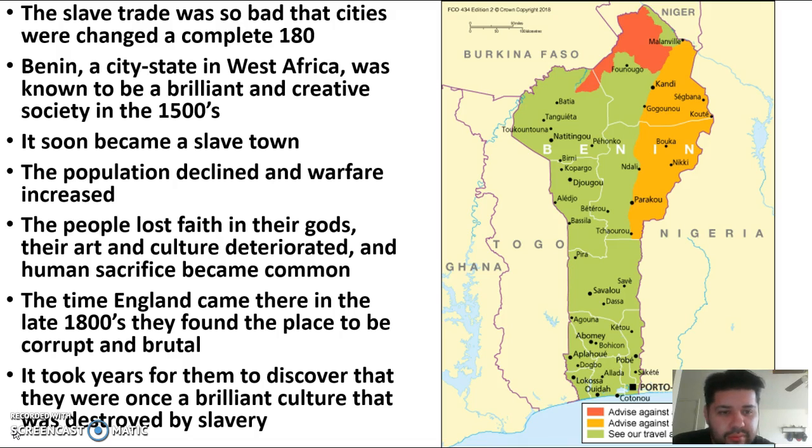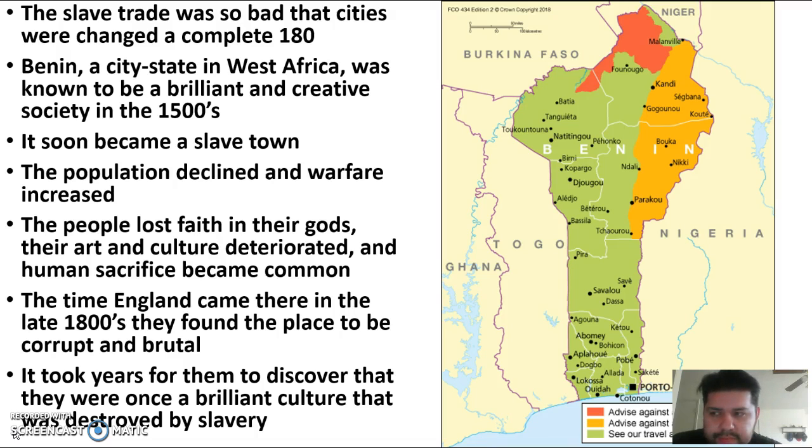Now, Benin, right there on the map, on the west side of Africa, was known to be a brilliant and creative society in the 1500s, but then it became a slave town. If you look at the bottom, there are ports where ships could come in, bring slaves down and ship them out. The population declined, and warfare erupted in Benin.